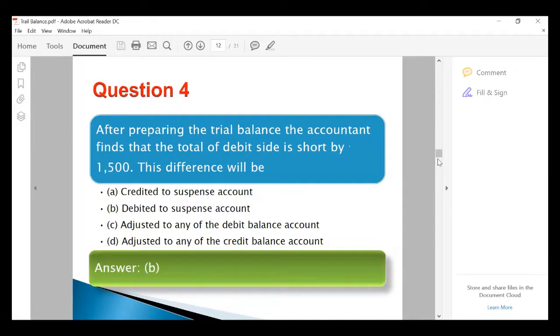After preparing the trial balance, the accountant finds that total debit side is short by 1500. Short means less. So what do we need to do? Debit is 1500 less. Whatever is less, we will transfer to suspense account. So the answer is B.